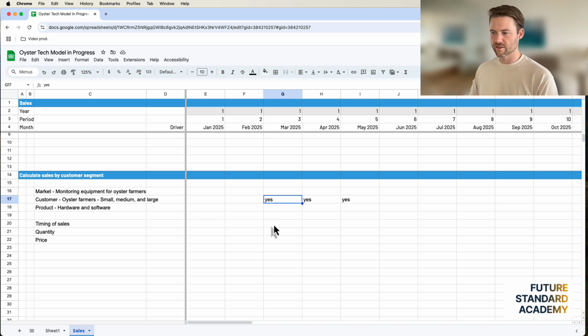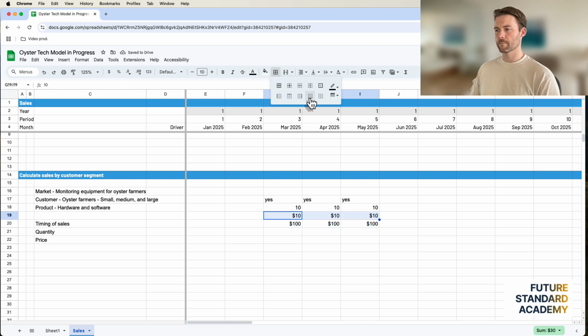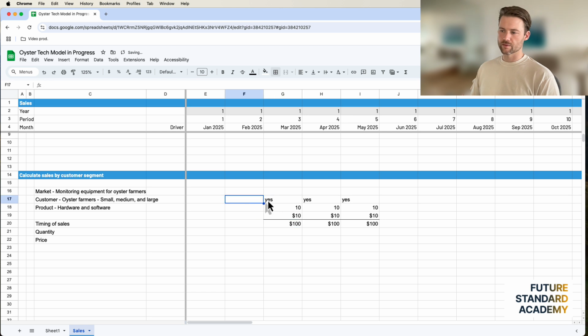We need to know the quantity of things being sold. So let's say it was like 10 of these things, and then the price was maybe $10. And that's going to mean that in these months, we sold $100 worth of product, right? And if this was a no, then there wouldn't be any sales there, of course. So just a bunch of zeros.